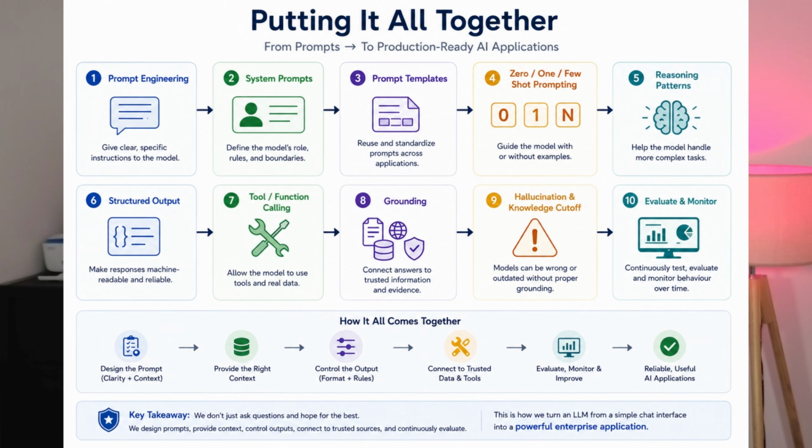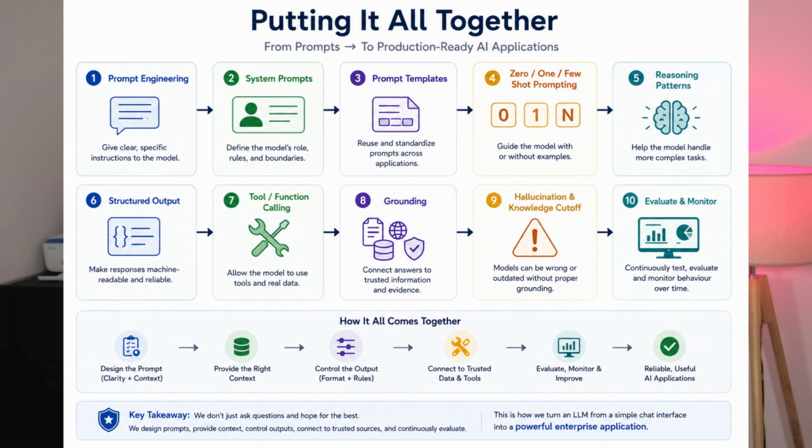Now, reasoning patterns help the model handle more complex tasks. Structured output makes the response usable for other systems. Tool calling allows the model to work with real tools and real data. And grounding connects the answer to trusted information.